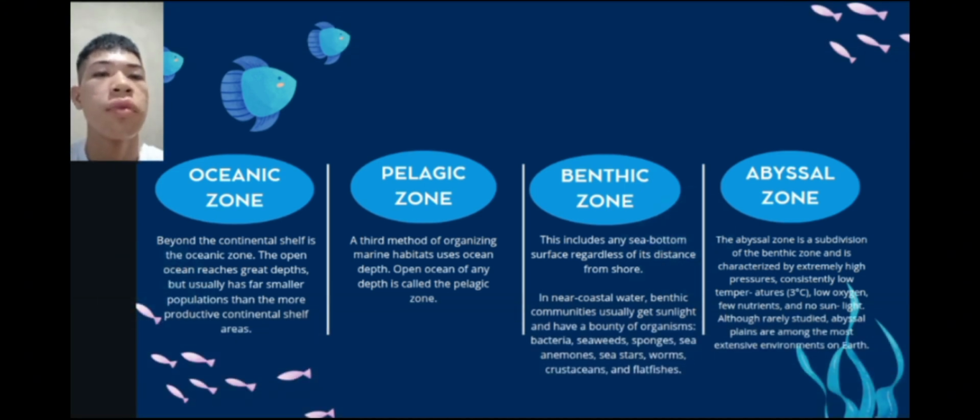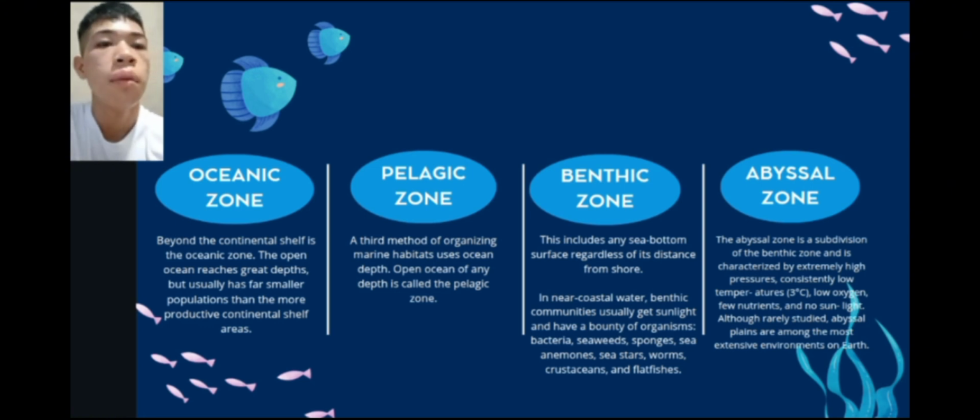Pelagic zone. A third method of organizing marine habitats uses ocean depth. Often ocean of any depth is called the pelagic zone. Animals in this zone swim or float freely. The photic part of the pelagic zone is home to phytoplankton, zooplankton, fishes such as tuna and swordfish, and also sea turtles and dolphins. The aphotic part has unusual species like viperfish and giant squid.